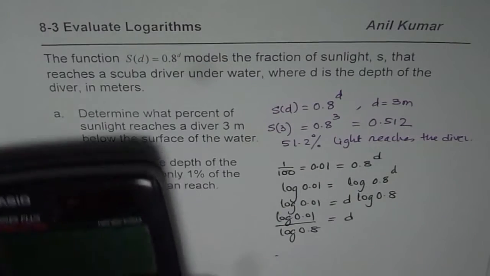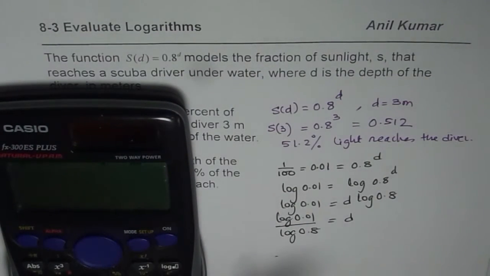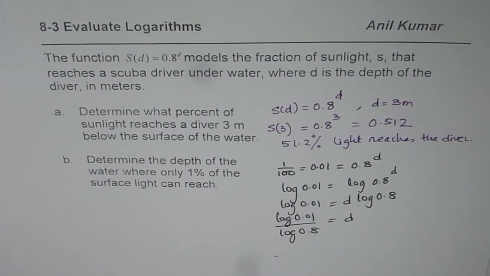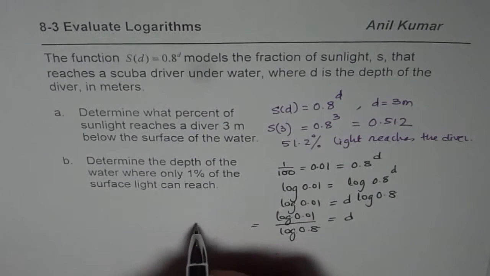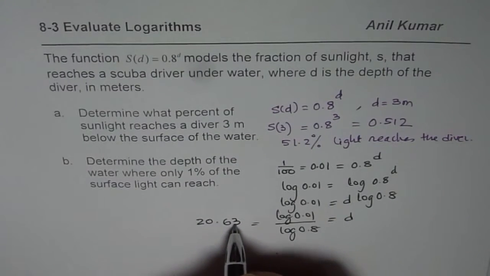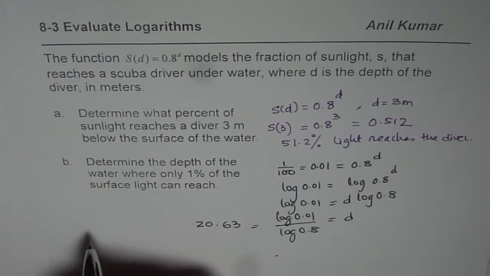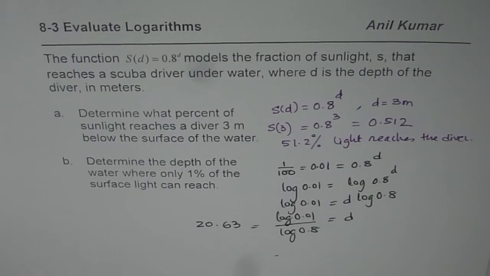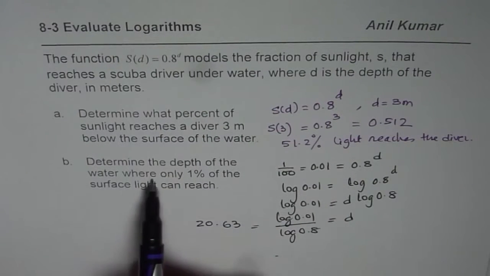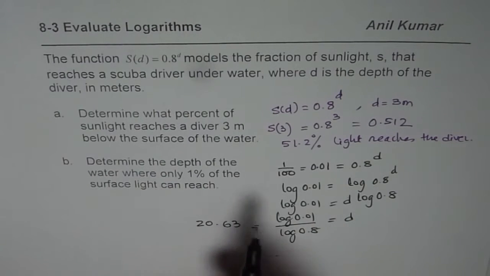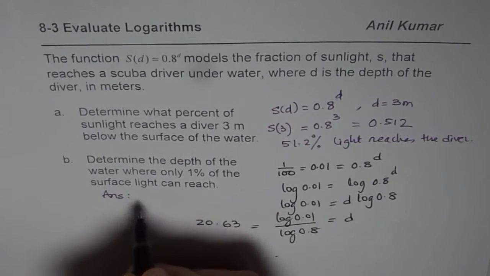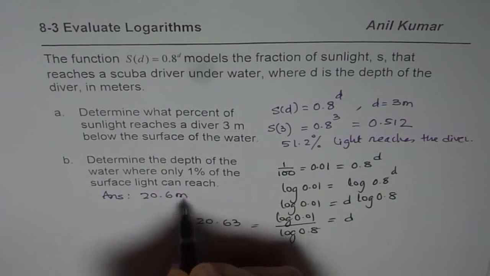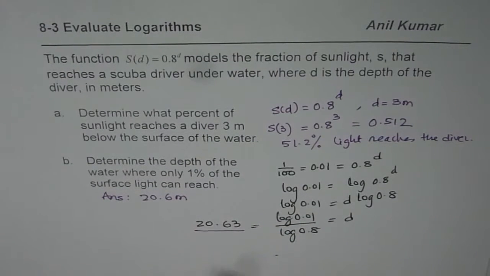And now let's use our calculator and calculate. So we have log of 0.01 divided by log of 0.8, which equals 20.63. So that is the depth, and therefore we can write down the answer here. It says determine the depth of the water where 1% of the surface light can reach. So our answer is around 20.6 meters, right? So that is the answer for us.